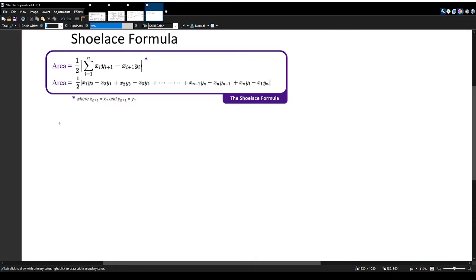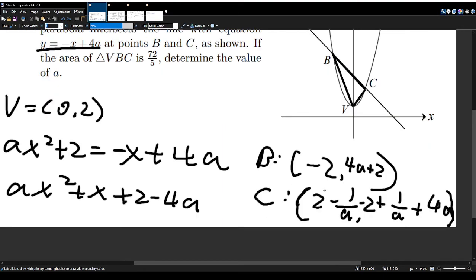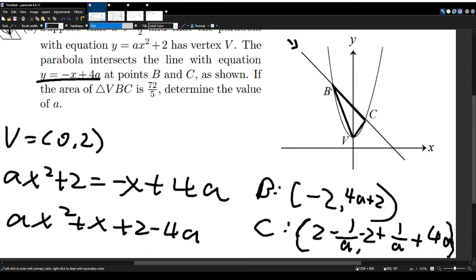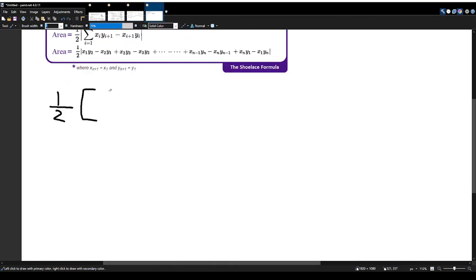So you use 1 over 2, and then you have all your coordinates, right? You place your first coordinate in a counterclockwise position. So let's say you have B first, and then V, and then C, and then go back to B. So you place them like this. Your X is on top, and Y is at the bottom.